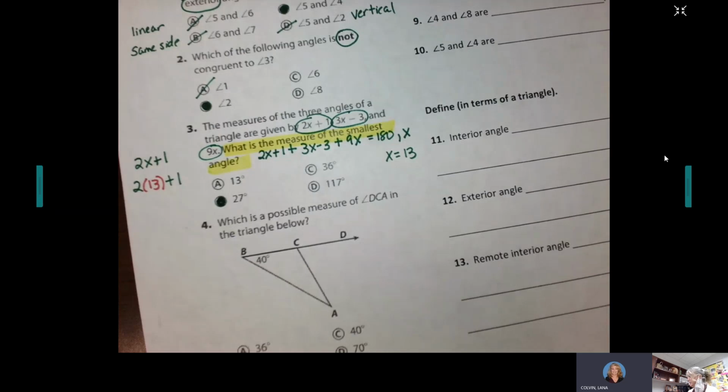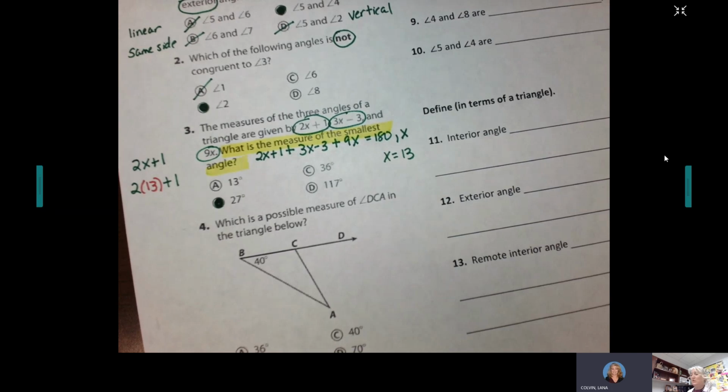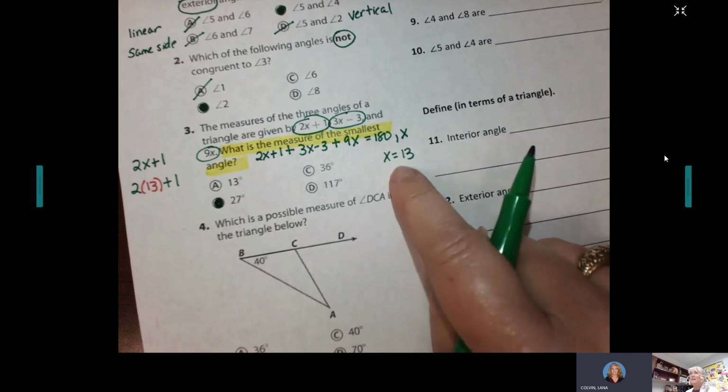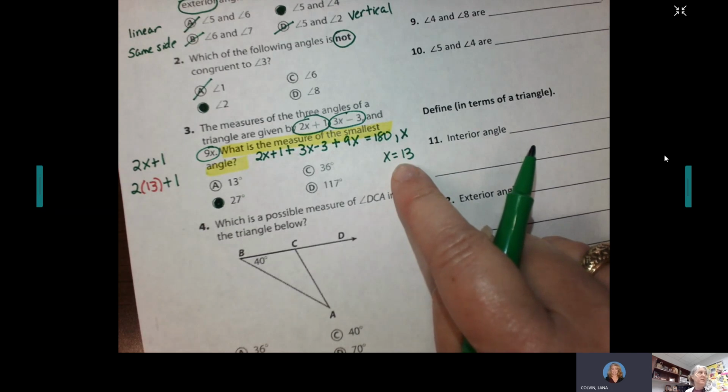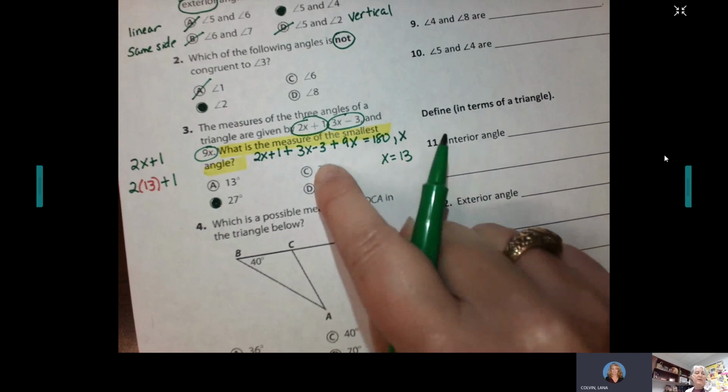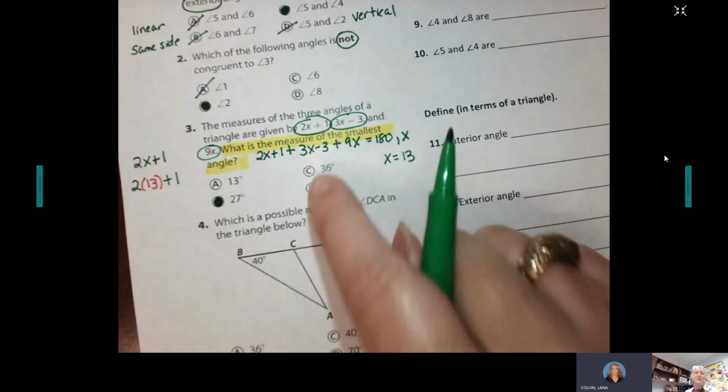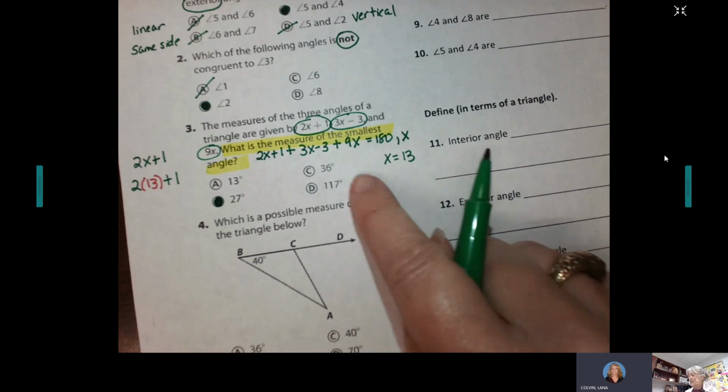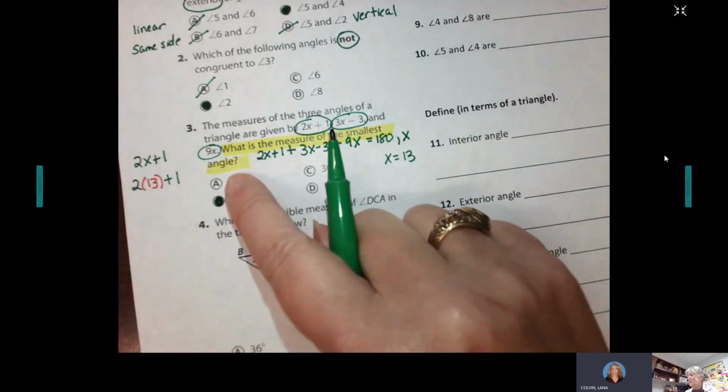27 is the smallest angle measure. Are there any questions? Do you understand why this wasn't the answer? Juliana, you understand why this isn't the answer? Okay. What did the question ask me? Did the question say solve for x? It didn't. It said, what's the measure of the smallest angle?